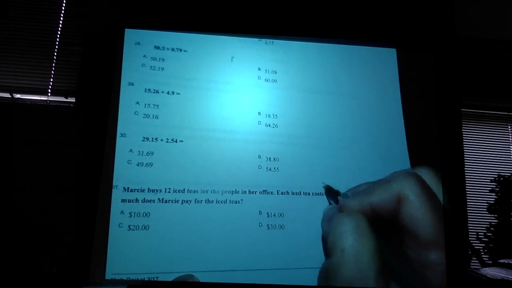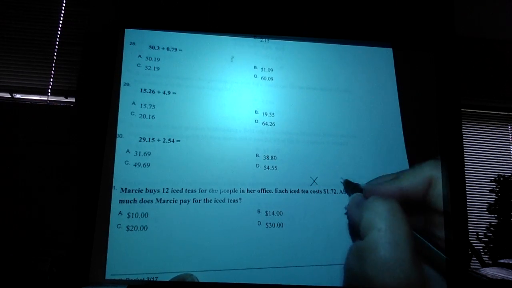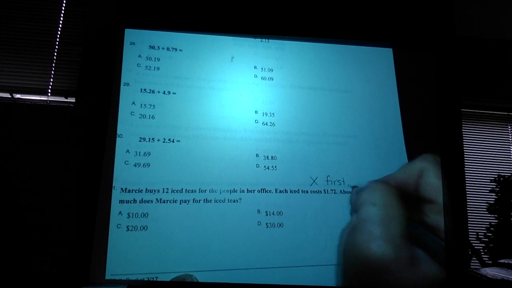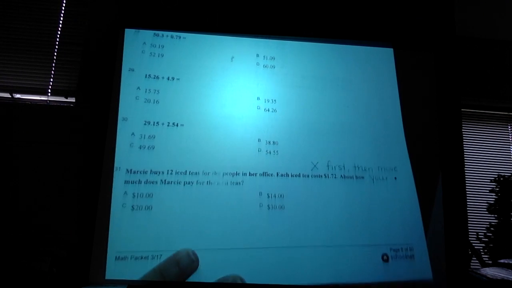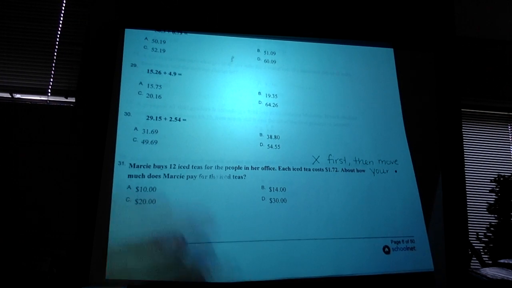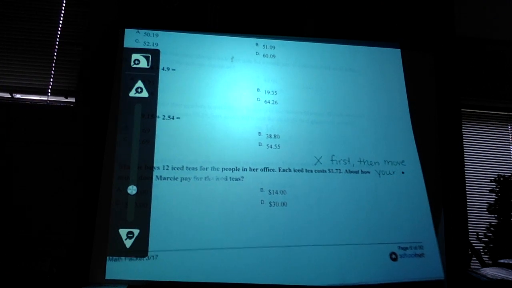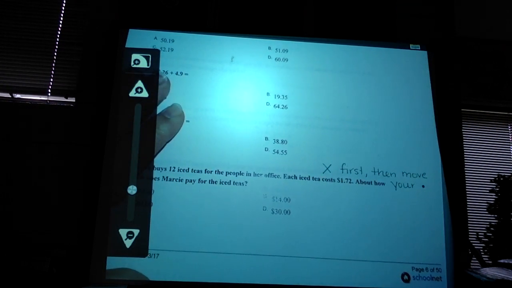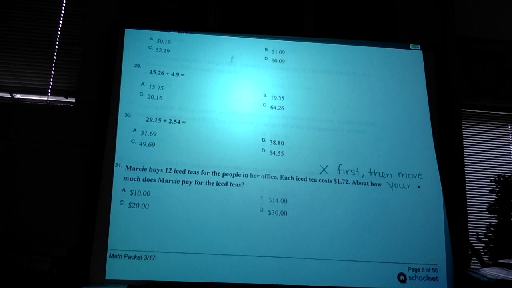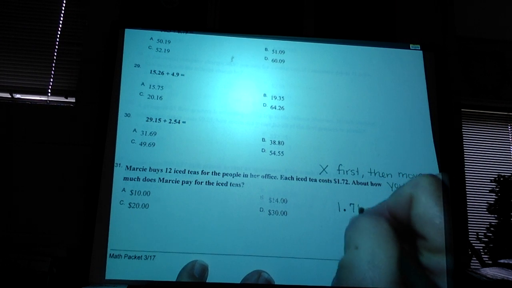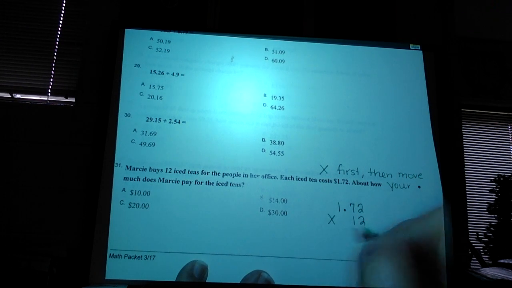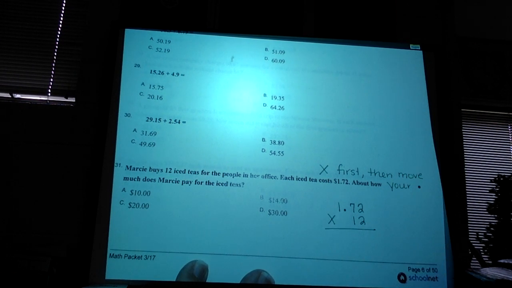Now we are multiplying. When you multiply, you multiply first, then move your decimal. Remember, write these notes, y'all. You know how I am. Write these notes. When you multiply, you multiply first and then move your decimal. When you're adding and subtracting, you line up your decimal. Okay. It says she got 12 iced teas. Each one cost $1.72. Remember, think of decimals as money. You know your money, okay?